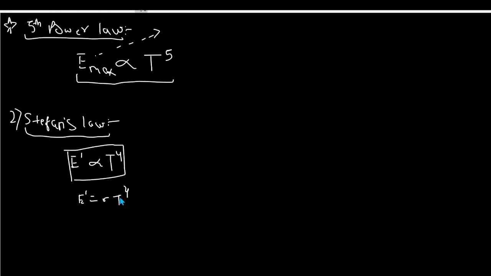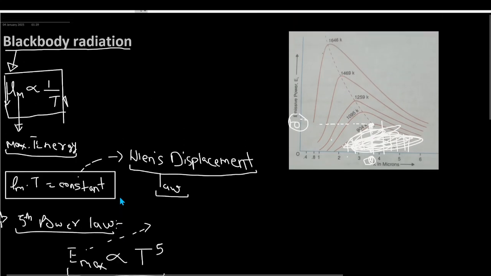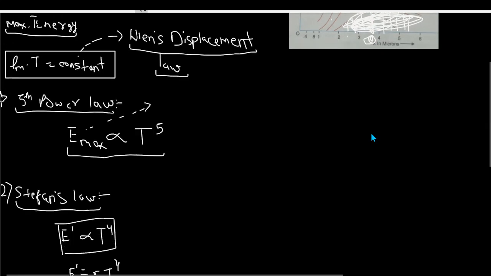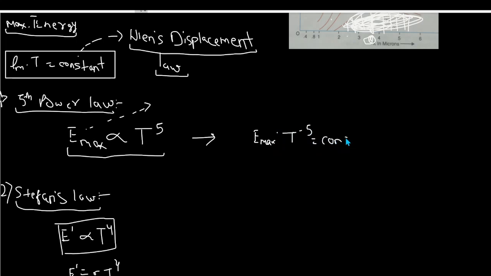In Stephen's law, it's the area of the curve, but in the fifth power law, it's not the area, it's for a particular specific point, for E max, for the lambda where there is an E max or the intensity is high. It's directly proportional to T to the power 5. So in more general form, you can write this as E max into T minus 5 is again equal to a constant.